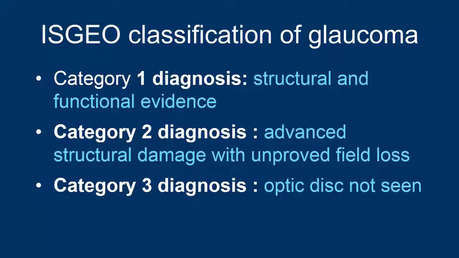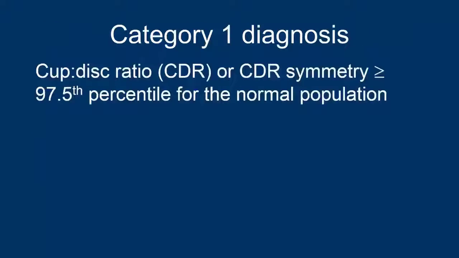So we'll start with definitions. The ISGEO classification of glaucoma was devised to really come up with a standardized definition of glaucoma so that prevalence studies, epidemiological studies, could then compare prevalence figures. And prior to that, there were very variable definitions of glaucoma. So this was devised over 10 years ago by a group of experts in the field. And there are three categories of diagnosis of glaucoma that can be used. So I'll go through those.